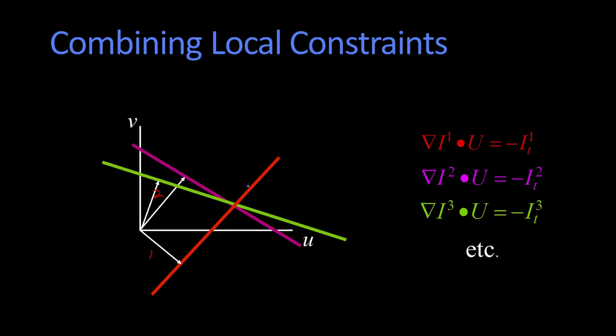Clearly what's going on is if I have a bunch of these different gradients, they're all going to intersect at a point. That point is the correct UV. So as long as we have different gradients within the window, we can get a solution. We've seen this before, haven't we?